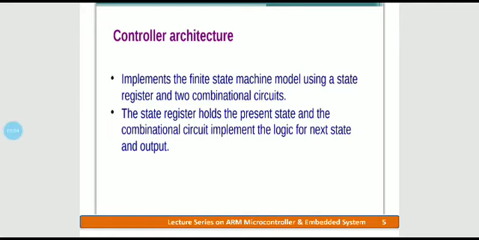So what happens in the controller architecture is that we will have an FSM using a state register and two combinational circuits. The state register always holds the present state, and the combinational circuits that are implemented will be holding the next state and the output.